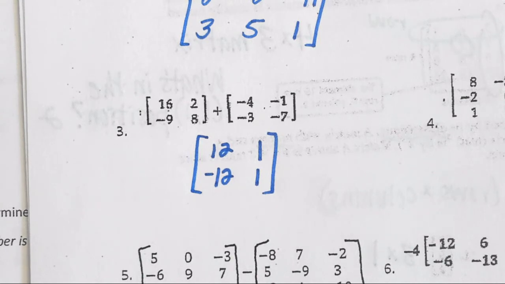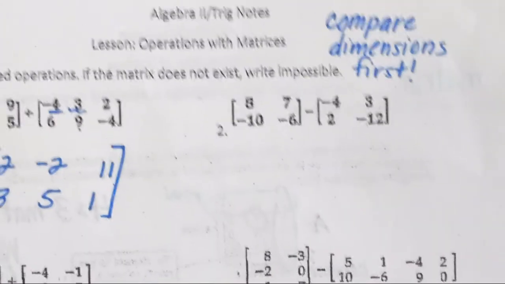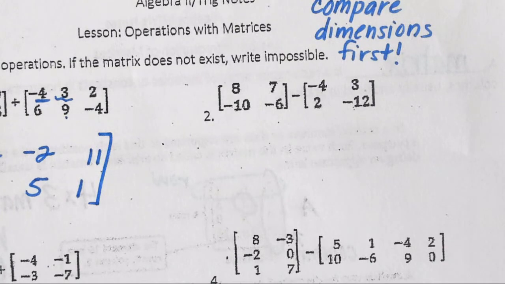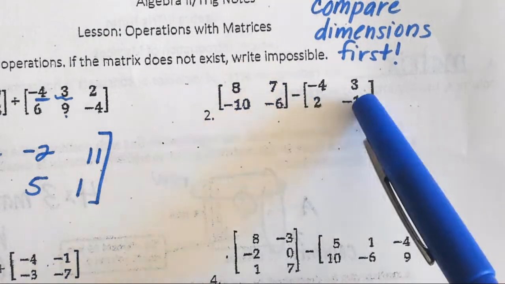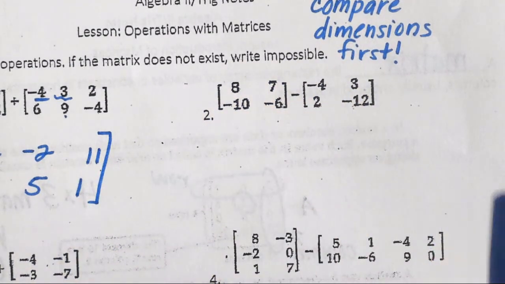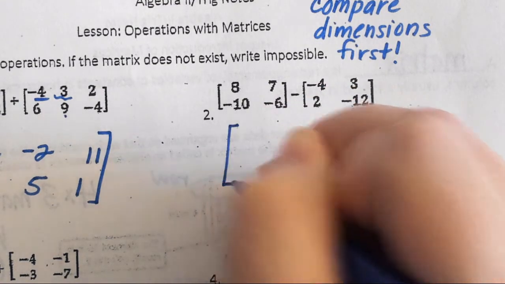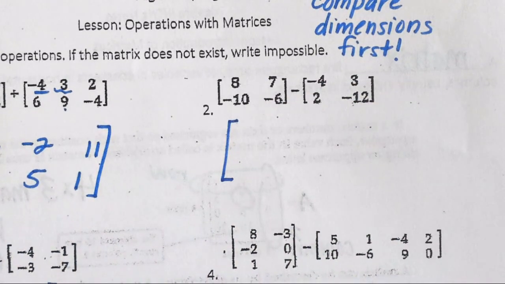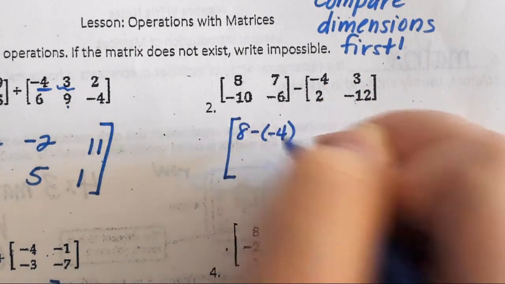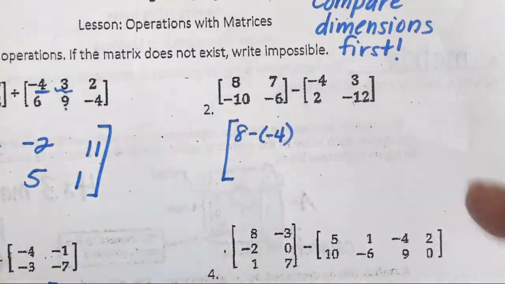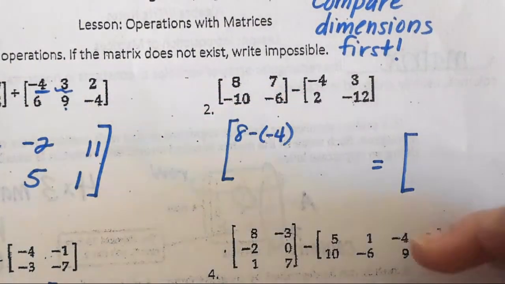Subtraction is going to be just as fun. So let's go back to number 2. Again, I think about my dimensions. Can I do this problem first? 2 rows, 2 columns, it's 2 by 2. 2 by 2 as well, so we are able to complete this problem. So I'm actually going to write this one out, but you don't have to if you understand. So we're going to do 8 minus negative 4 for that first entry. So in my head I understand 8 minus negative 4 ends up being 8 plus 4, which is 12.